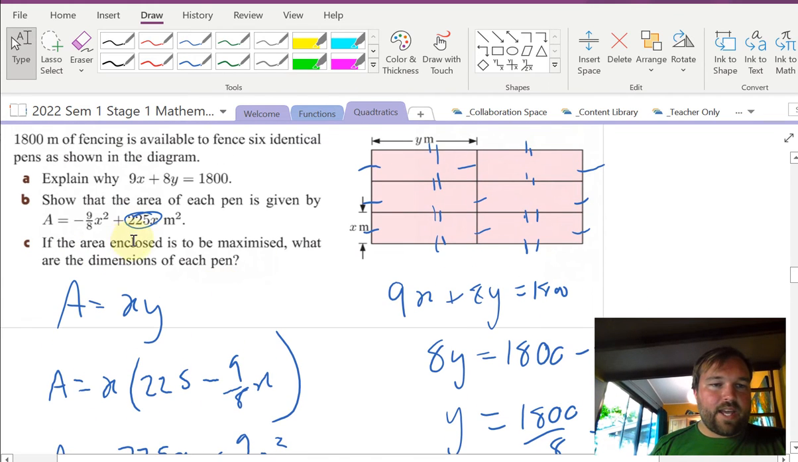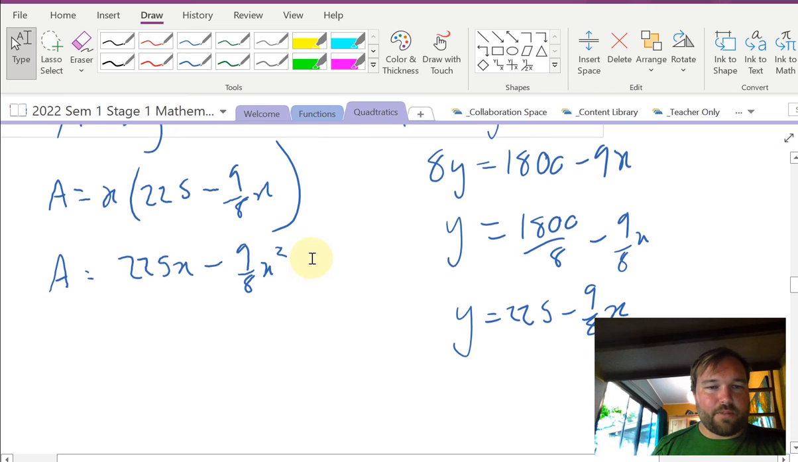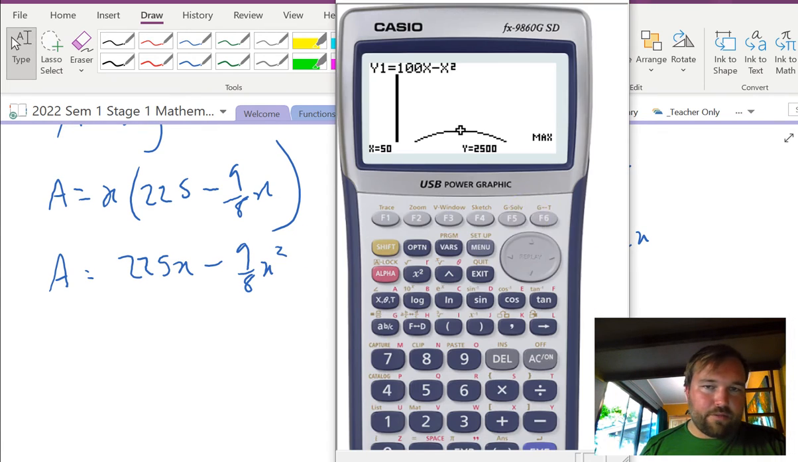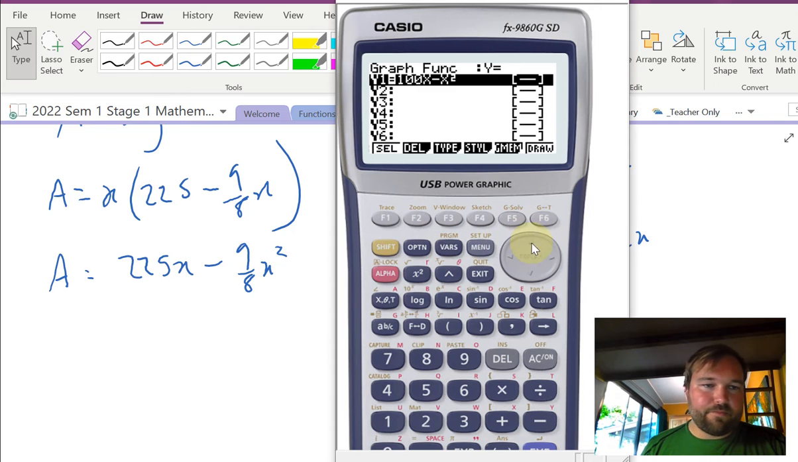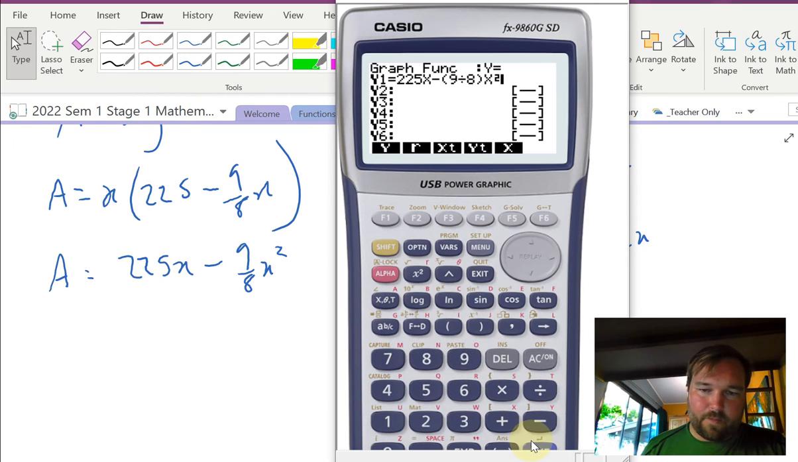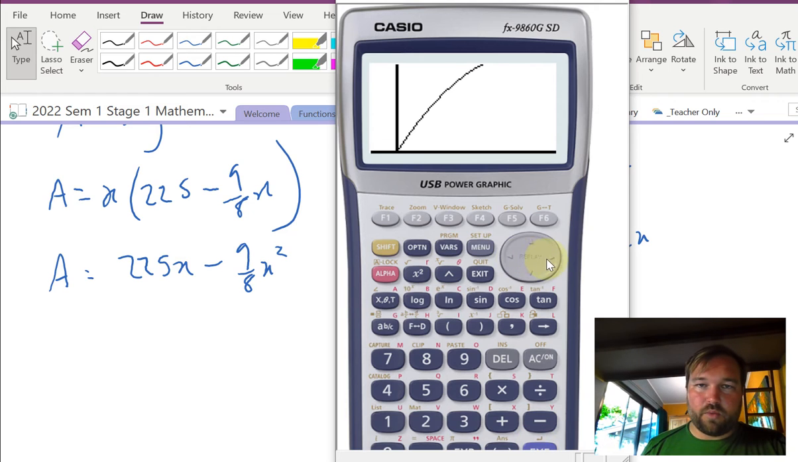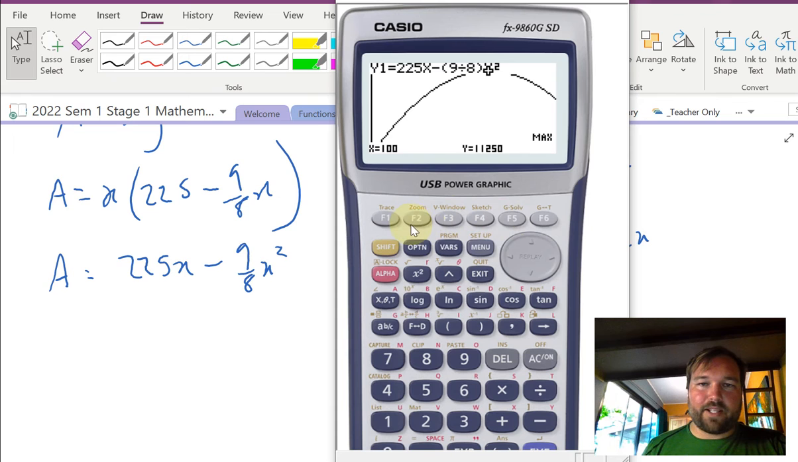Cool. If the area enclosed is to be maximized, what are the dimensions of each pen? Alright, we could do the minus b on 2a, but to mix it up a bit, let's graph it. 225x minus bracket 9 divided by 8 bracket x squared. Ooh, the pen is bigger. So you can move around like that. G-Solve maximum when x is 100.